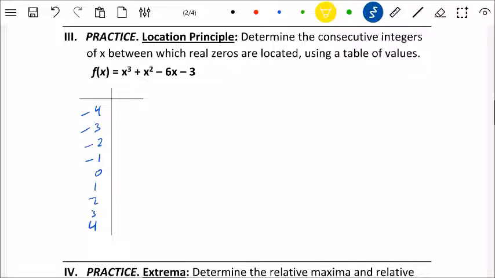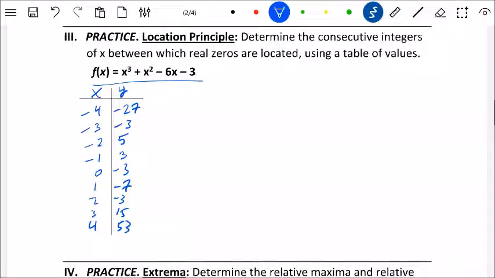All right, you're back now from having worked on those. You put down for this polynomial, for the x and the y's, the table of values shows these numbers if you did them right. Negative 3 and negative 3, negative 2 and 5, negative 1 and 3, 0 and negative 3, 1 and negative 7, 2 and negative 3, 3 and 15, 4 and 53.